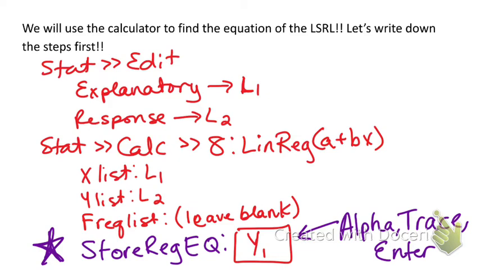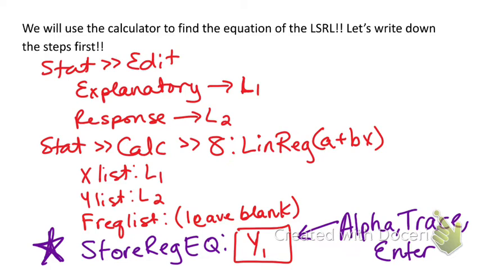Once you have your data in, you can go ahead and follow these steps. You'll hit Stat, you'll go to Calc, you'll go to number 8. If that seems kind of familiar, you did this back in algebra, by the way. Algebra 2, I believe. And you just used number 4 instead of number 8 back then, because that had the format of mx plus b. We're obviously not doing that format, but there you go.